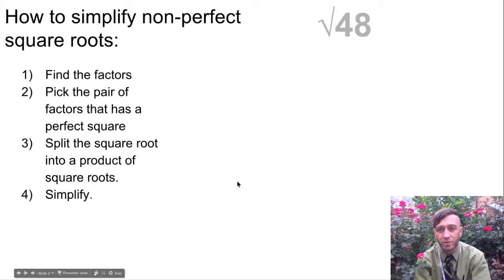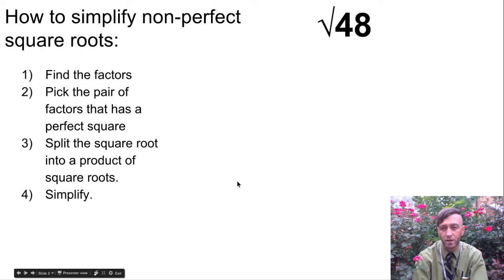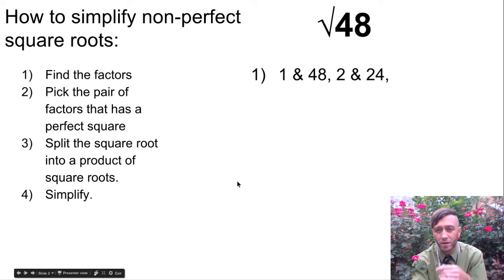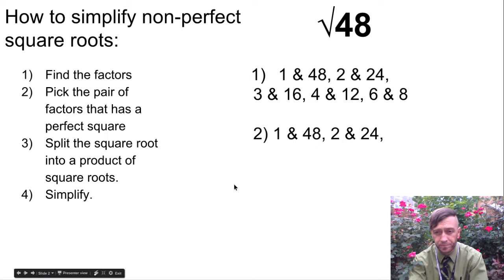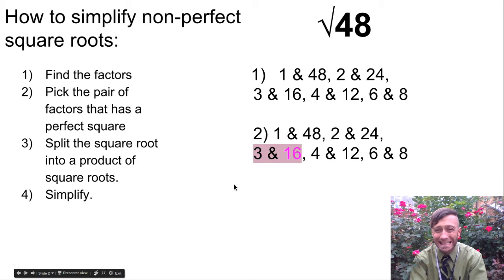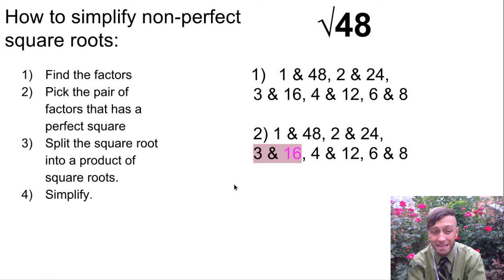So for example, we've got square root of 48. Factors for 48 are going to be 1 and 48, 2 and 24, 3 and 16, 4 and 12, 6 and 8. Okay, so what's our perfect square there? It's going to be 16. So we're going to use the factors 3 and 16.